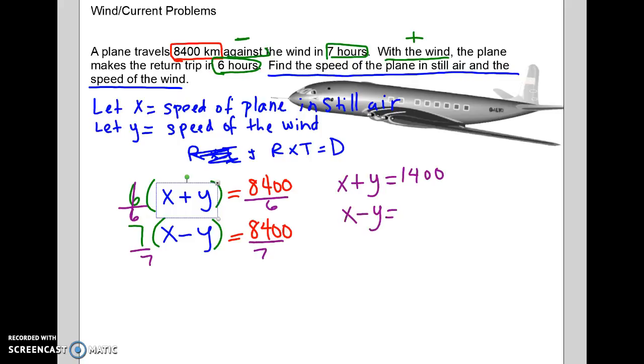See, notice how when I divided by 7 on both sides and I divide by 6 on both sides, now I have two equations that are already set up to be eliminated. So my y's are going to cancel. I have to add my x's together. So I'm going to have 2x, because x plus x is 2x. These two I'm going to add together, so 2,600. And x equals 1,300.